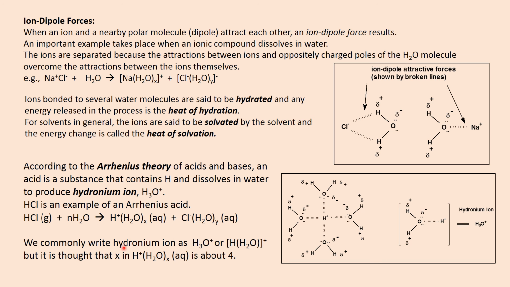Now, we commonly write hydronium ion as H3O+. We might illustrate it this way, showing hydrogen ion being hydrated by a water molecule. But it is thought that the X in this equation for the number of water molecules is about 4. So we should more correctly draw hydronium as this structure, but it's unnecessarily complex. We generally simply write it this way, realizing that although it's not accurate, it's quite suitable.